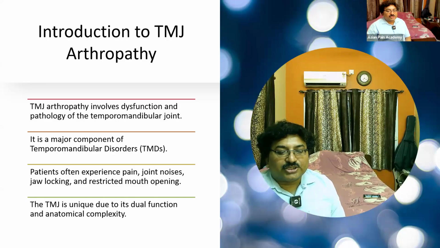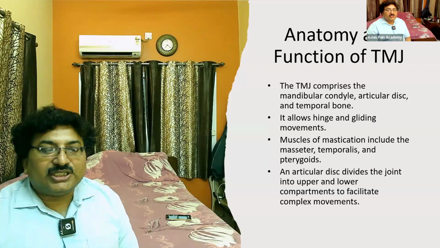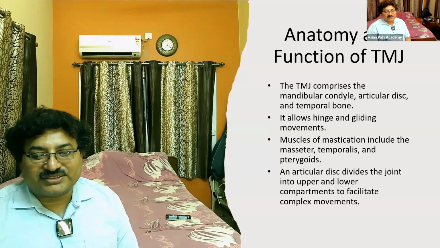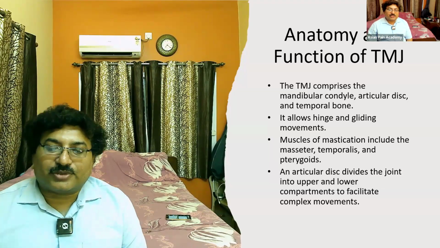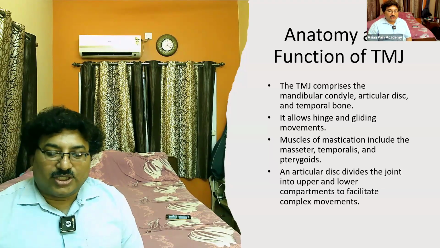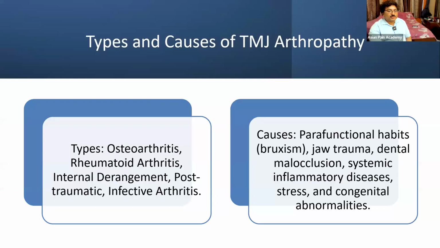It is unique because of its dual function and anatomical complexity. TMJ mainly consists of the mandibular condyle, articular disc, and the temporal bone. It allows hinge and gliding movements, and the muscles of mastication, including the masseter, temporalis, and pterygoid, are very close to it. The articular disc divides the joint into upper and lower compartments to facilitate the complex movements of the temporomandibular joint. Now, when it becomes temporomandibular joint arthropathy, it could be because of degenerative arthritis, inflammatory arthritis, or sometimes post-traumatic or infective arthritis.